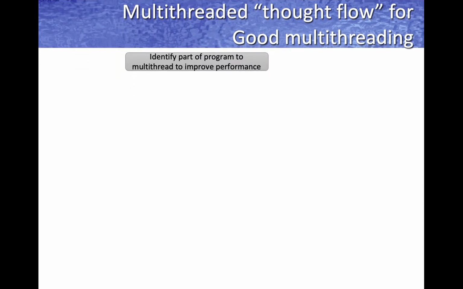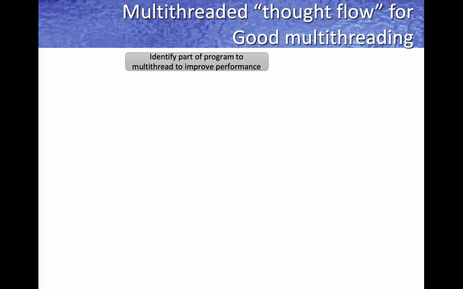Let's do a quick summary and a thought flow on how to implement or utilize these different approaches for multithreading. The first part of the work is to identify the program or parts of the program that need to be multithreaded in order to improve performance.